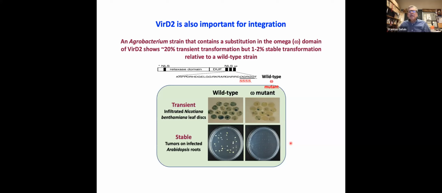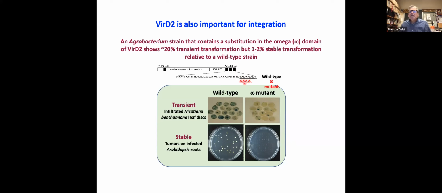But why do we think that maybe it's involved in integration also? Well, a number of years ago, a friend of ours, Walt Ream, made this mutation in VirD2, which he called the omega mutant, because it's in the very tail end of the VirD2 protein. Here's the VirD2 protein map of it. And he replaced these conserved sequences, DGRGG, with 4 serines.